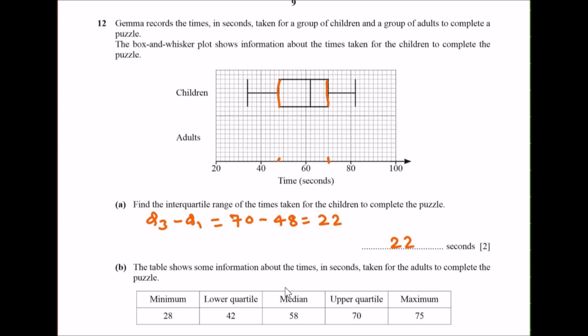The table shows some information about the times in seconds taken for the adults to complete the puzzle. Minimum value given, lower quartile given, median given, upper quartile and maximum. All these points. 5 points are required for box and whisker plot, and all the 5 points are given here, right? So we'll start with minimum. So let us plot there.